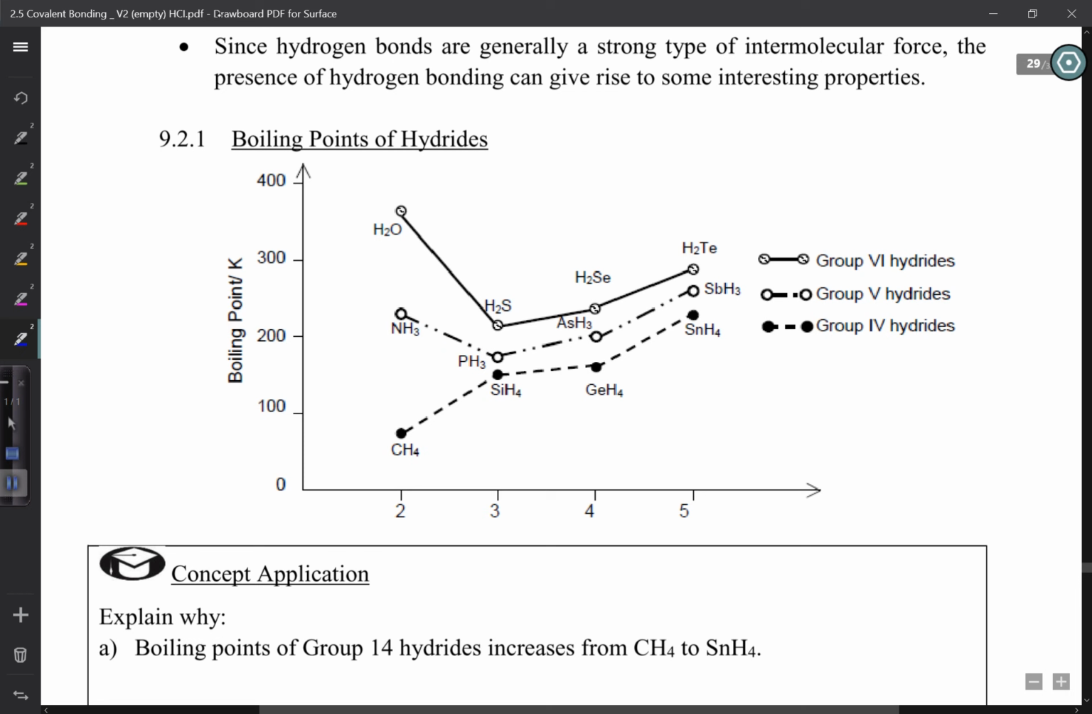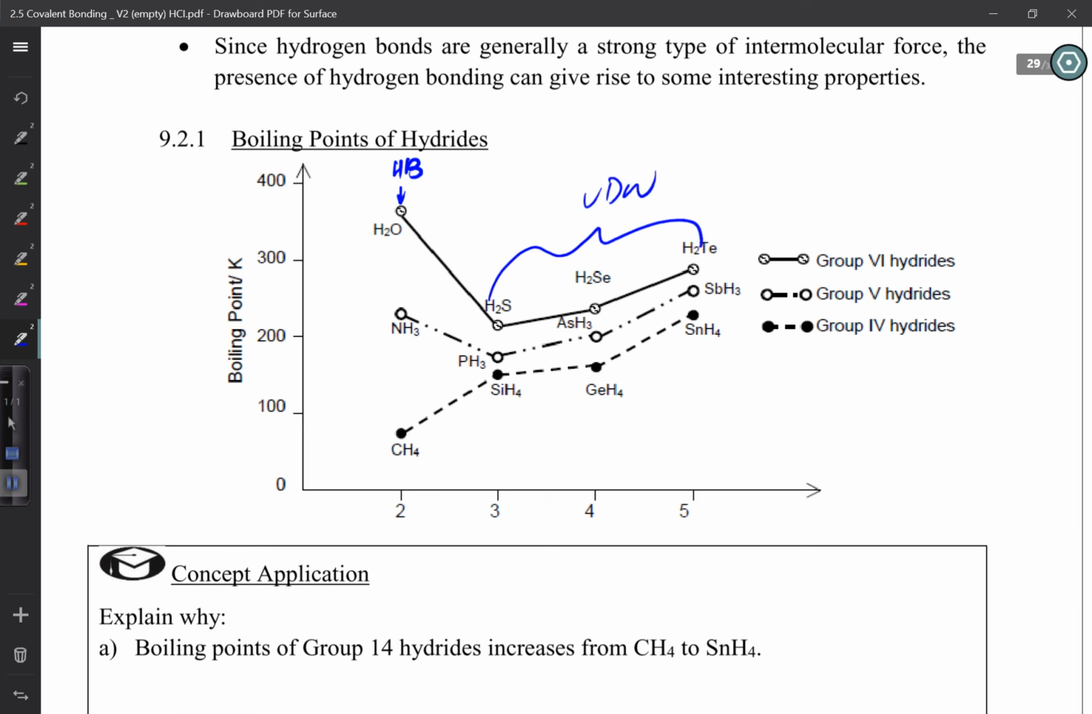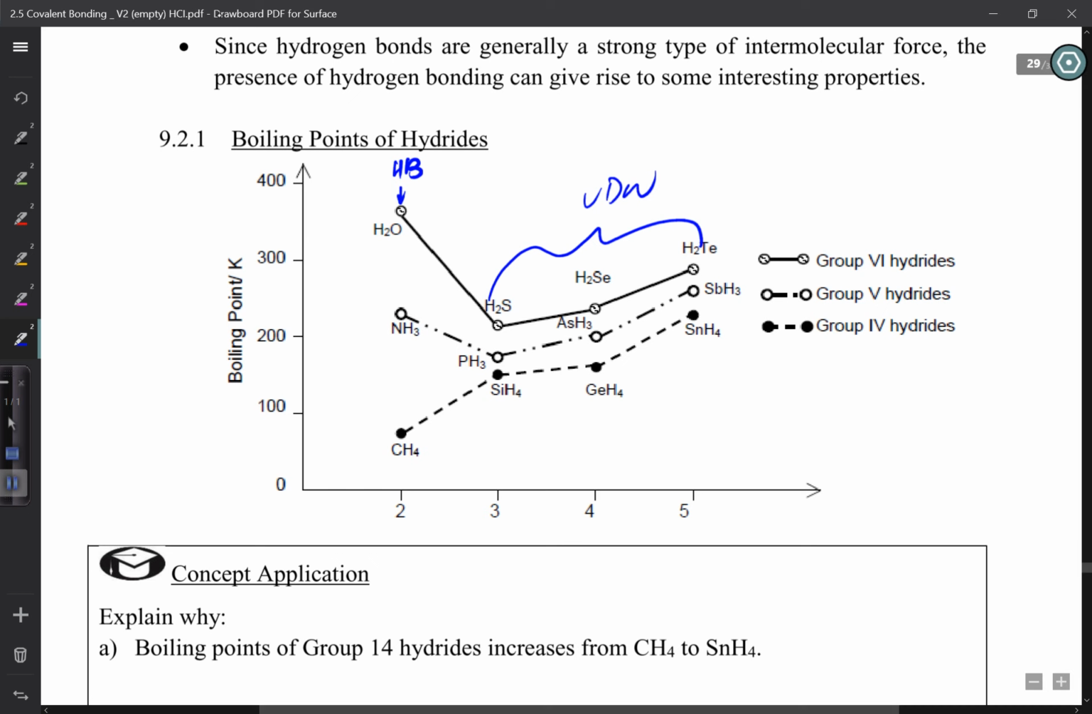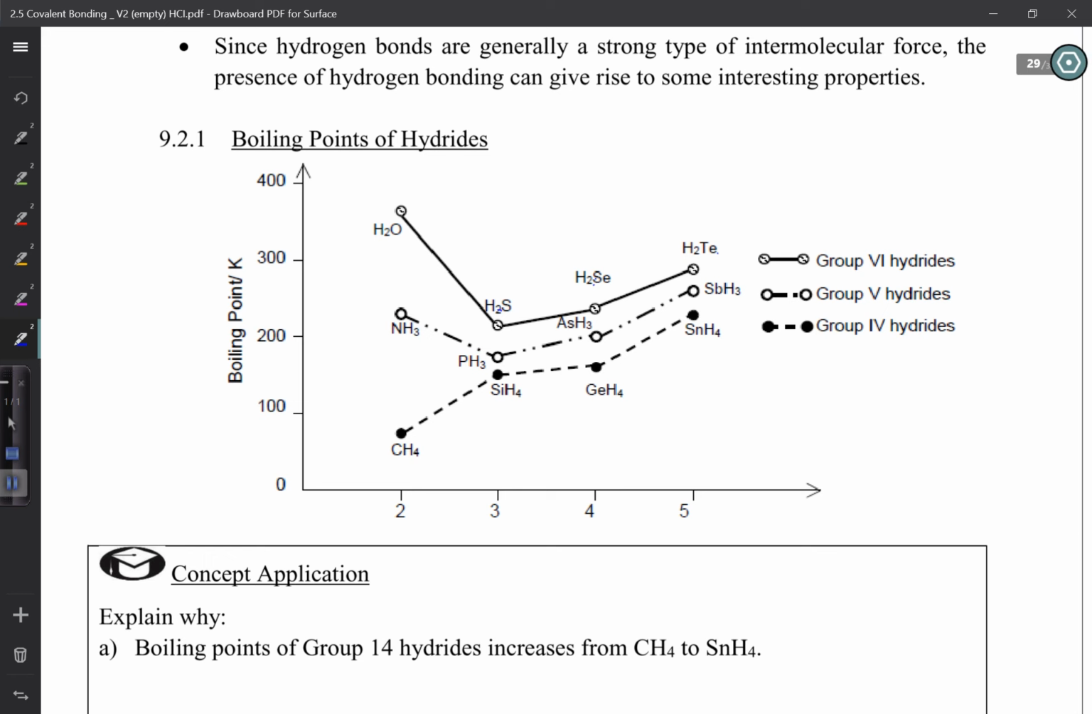Same thing for H2O, hydrogen bond. What about these 3? Can they undergo hydrogen bonding? No, right? All of them are van der Waals. Just now we already mentioned hydrogen bond is stronger than van der Waals. Now, what about these 3? How come they get higher and higher, going down? More electrons, right? So we already learned this as well.